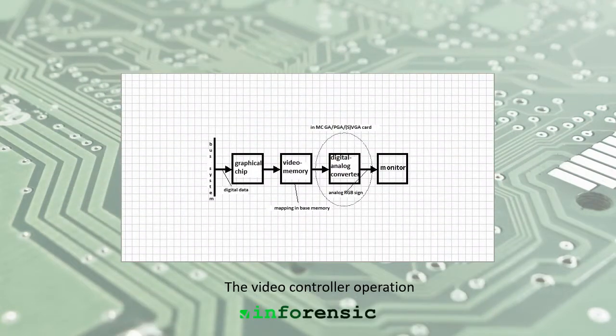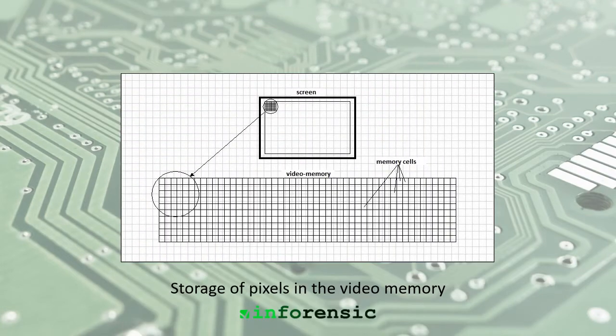The video controller operation. The digital data walk from bus system to graphical chip, then to video memory, then to digital analog converter, and finally the RGB signal appears on the monitor. Storage of pixels in the video memory. The contents of the video memory are displayed on the screen.